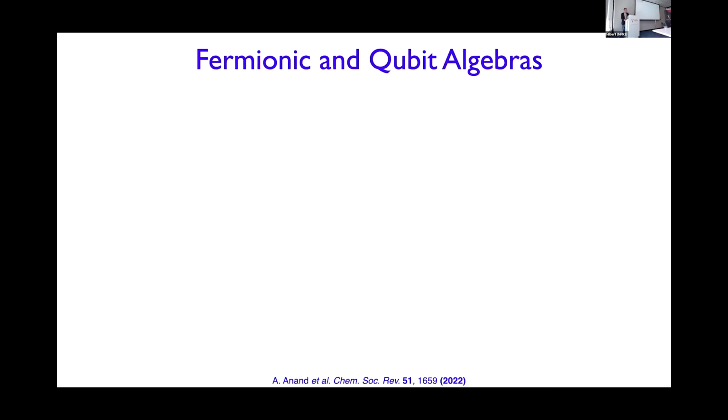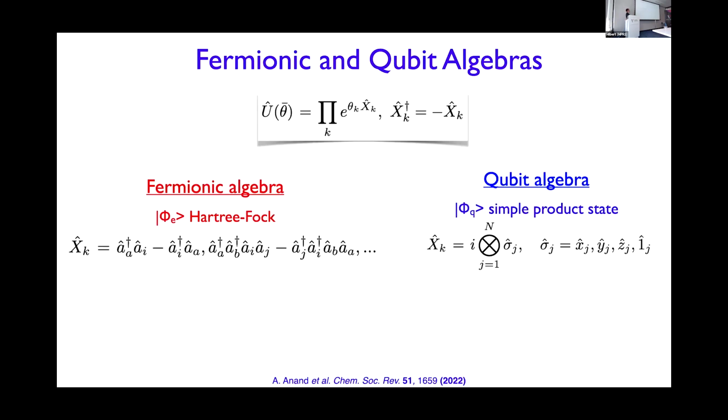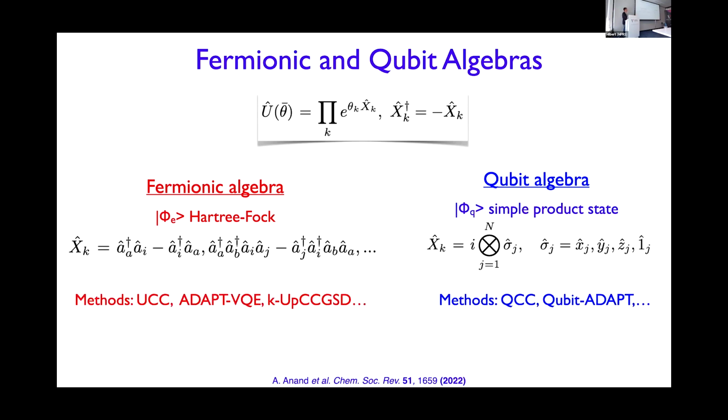Now, we can do all that in either fermionic or qubit algebras, and both have advantages and disadvantages. For the fermionic algebra, the expression for the generators is like this. Typical methods are unitary coupled cluster theory or ADAPT-VQE or a few others, right? And in qubit algebra, which my group mostly worked on, we call it qubit coupled cluster theory, where generators are defined essentially as Pauli products multiplied by i so that they are anti-Hermitian, all right?